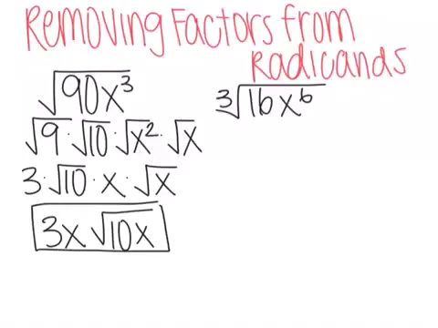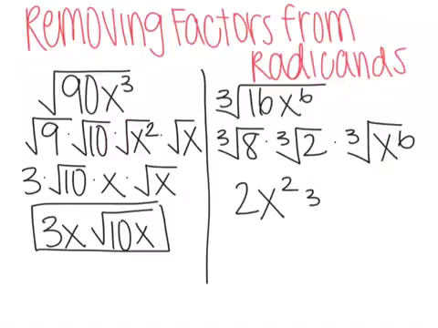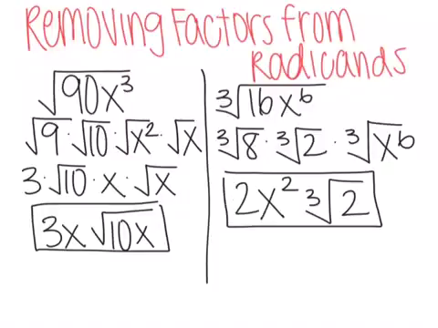And now we have the cube root of 16 times x to the 6th. So we can take out the cube root of 8 and multiply that by the cube root of 2, and then we have the cube root of x to the 6th. The cube root of 8 is going to be 2, and the cube root of x to the 6th is going to be x squared. And since we cannot simplify the cube root of 2, we just put that on the end and are left with 2 times x squared times the cube root of 2.